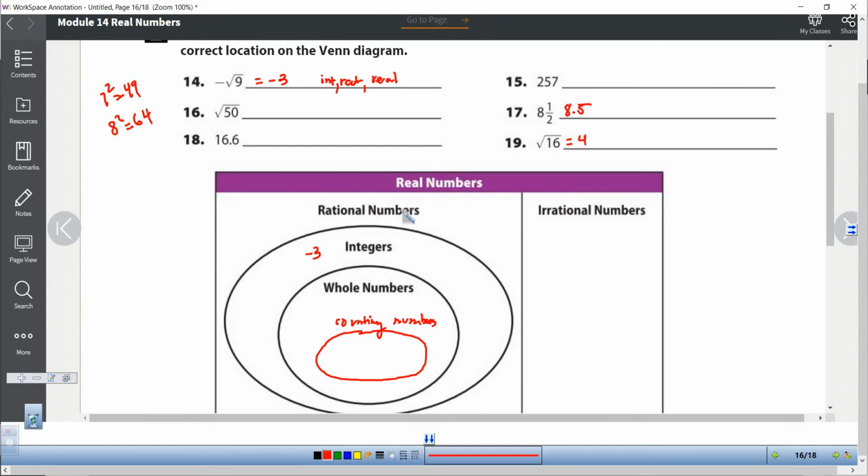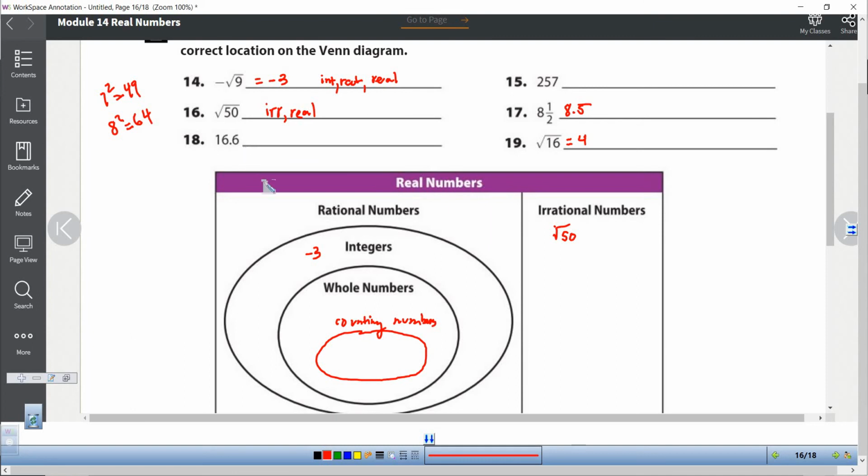Okay? All right, square root of 50 we just showed was what? Irrational, right? Square root of 50 is not a perfect square. So it would go over here, square root of 50. It is irrational, and it would be real.